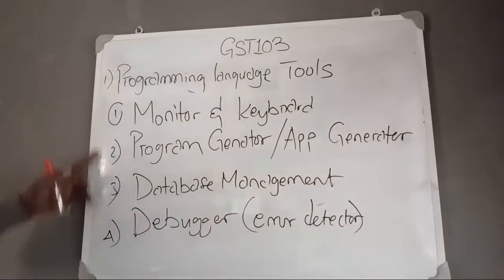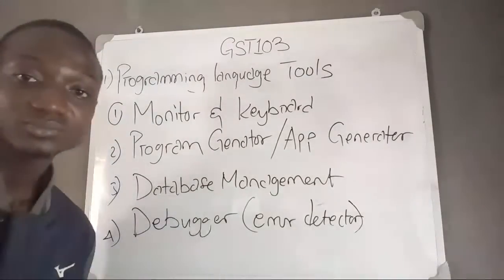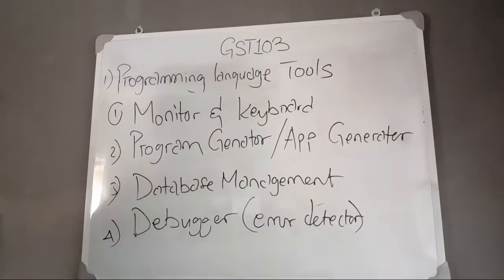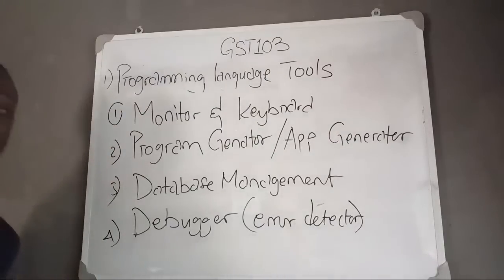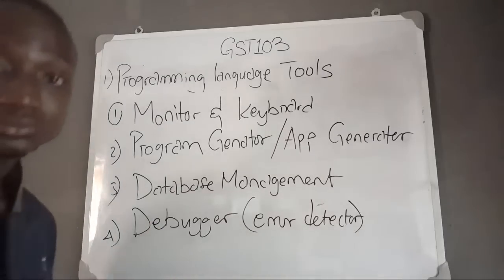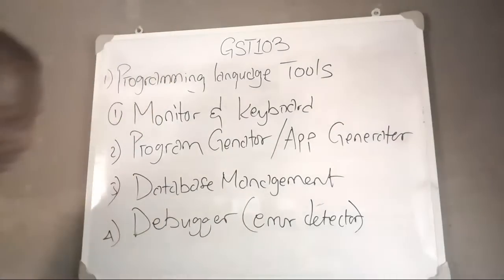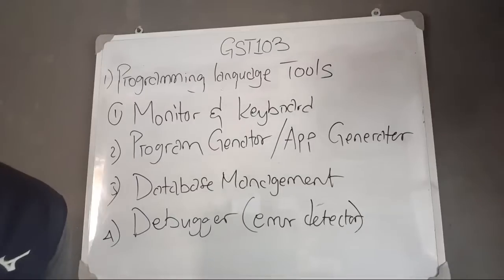So these are the 4 important tools that help computer programmers in doing their job. Programming language tools: we have the monitor and the keyboard, the program generator or app generator, database management, and the debugger, which is the error detector.